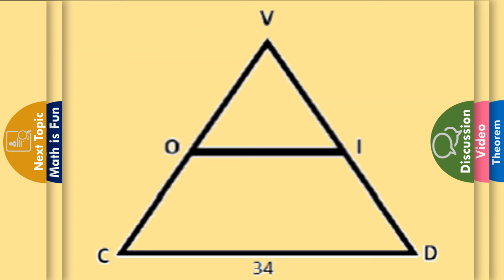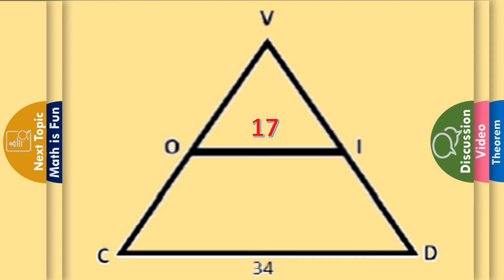Another example. You draw triangle CVD and midline OI is drawn. If CD measures 34, what will be the measure of the midline? Okay, so we'll just have to divide CD by 2. So 34 divided by 2, the measure is 17. Did you get that right?